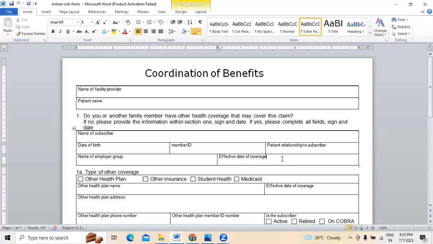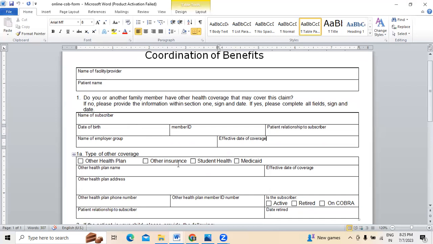Next, here we have to mention the effective date of coverage, because whenever a healthcare provider is providing treatment for a patient, they usually check the effective date of coverage. They see whether that person has valid insurance or not, when it started, and what the coverage is. So the effective date of coverage has to be mentioned here.